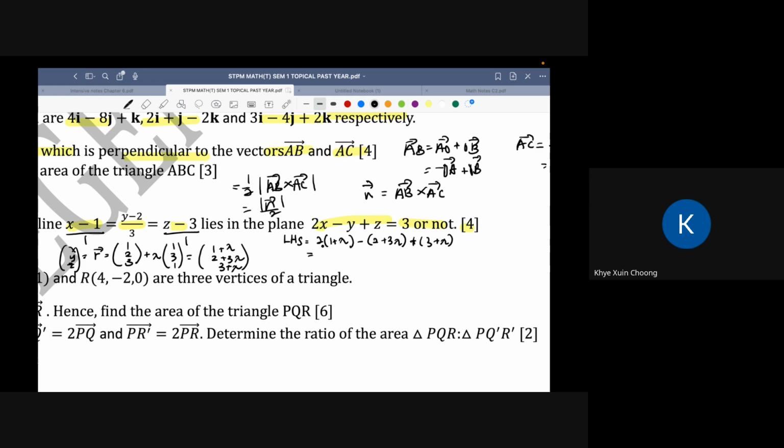Okay, let us solve it. It's quite easy only. 2 plus 2 lambda minus 2 minus 3 lambda plus 3 plus lambda. 2 minus 2 plus 3, you get 3, which is equal to the right hand side. So since the left hand side equals the right hand side, therefore the line lies on the plane. This one is quite straightforward, so it's only 4 marks.